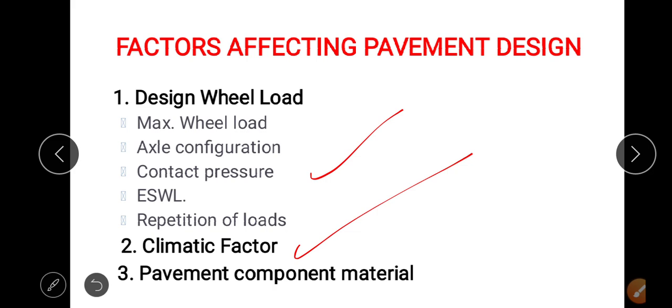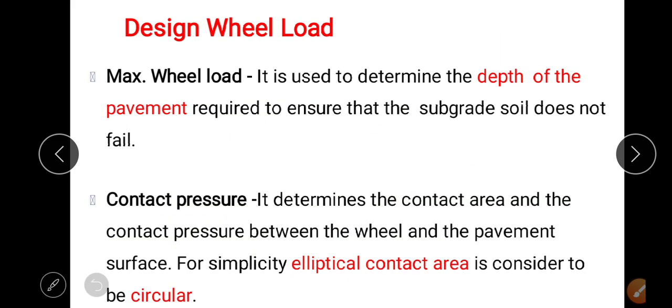Next, pavement component material. We have already dealt in detail with various component materials which are used in road construction, and all the tests we have completed, the virtual lab tests, and you know in what way the different properties of the aggregates are to be evaluated and how they should be correlated so as to obtain good quality material to be used in road construction. Okay? Next, design wheel load. A little bit in detail we will see.